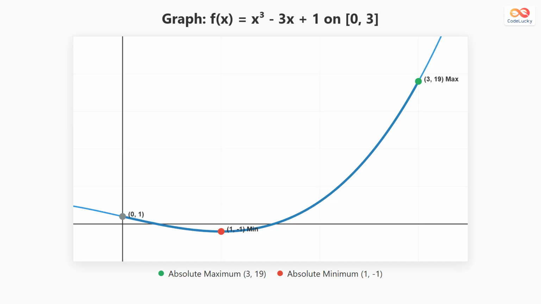Looking at the graph, we can verify our results. You can clearly see the local minimum at x equals 1, which happens to be the lowest point, and the function rises to its highest point at the endpoint, where x equals 3.